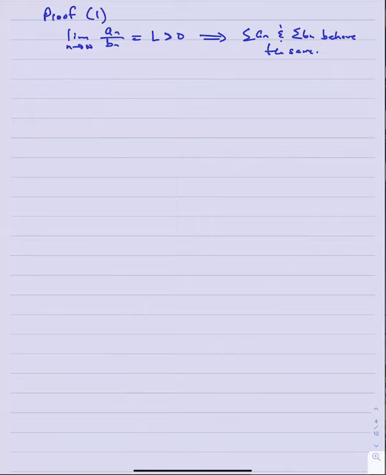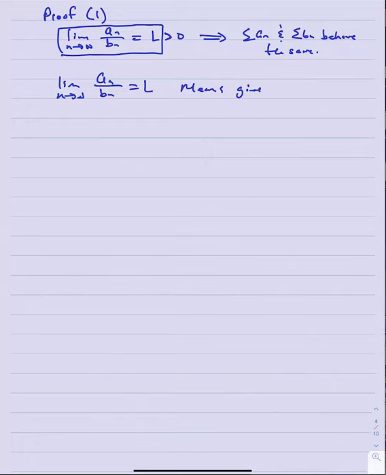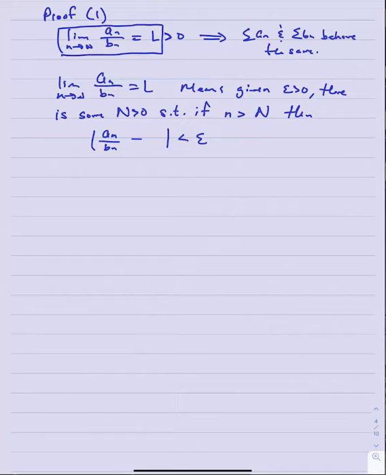Okay, so what does it mean, first of all, to say that the limit of that ratio is equal to L? Of course, that means that if I'm given some small number epsilon greater than 0, there is some big N greater than 0, such that if my little n is sufficiently large, so larger than that big N, then I know that a sub n over b sub n is going to be within epsilon of that limit.